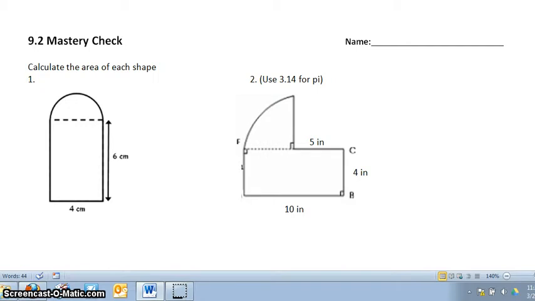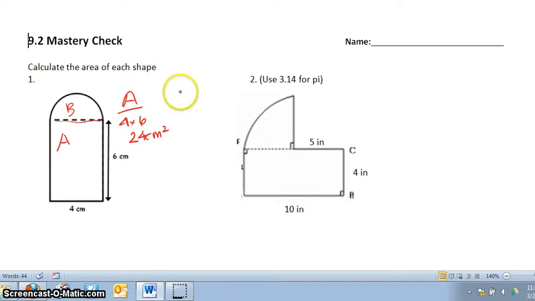So let's look at number one. Number one is already divided for us. We can see this line right here is dividing this into a rectangle and a half circle. So I'm going to label these parts A and B. The rectangle I can see has a length of 4 centimeters and a height of 6 centimeters. So the area of that rectangle is just 4 times 6, or 24 square centimeters.